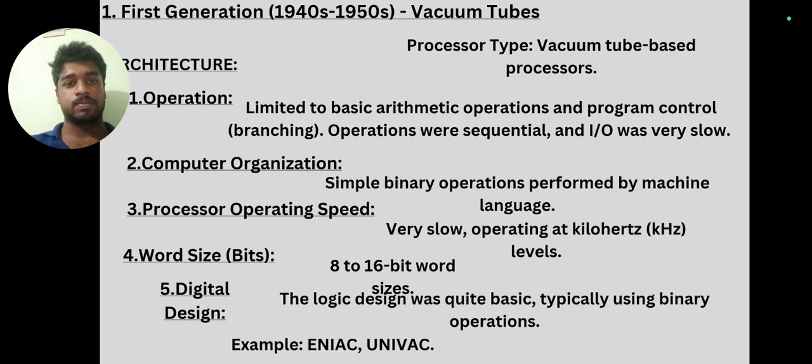Computer organization: simple binary operations performed by machine language. Processor operating speed: it is a very slow processor, operating at the kilohertz level, and the bit size is about 8 to 16 bit. Digital design: the logic design was quite basic, typically using binary operations. Examples of this generation of processors are ENIAC and UNIVAC.